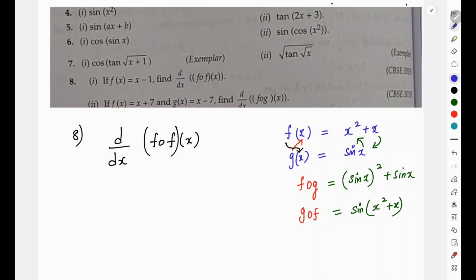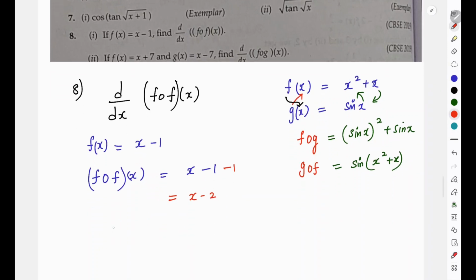So now coming back to our question, the question is f of x is equal to x minus 1. What is f of f of x? Which means inside the x, I will replace x minus 1 and minus 1. So the answer is x minus 2. Now I have to differentiate this. When I differentiate, what do I get? I get 1. That's it.